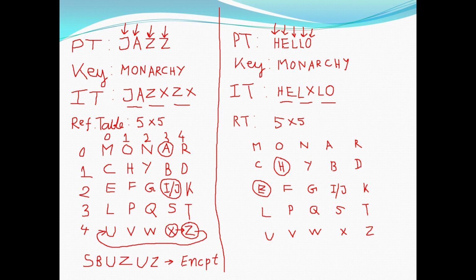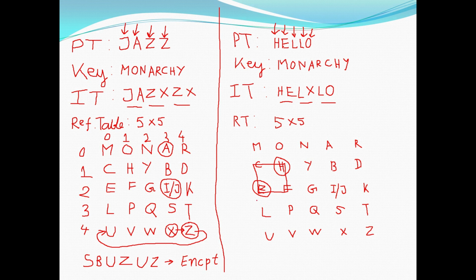So the third rule for encrypting says that if the two characters present in any pair do not belong to the same row or the same column, then you will basically have to go by the diagonal and form a square. Suppose the first one was H and the next one was E.